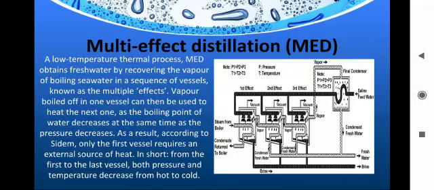The boiling point of water decreases as the pressure decreases. As a result, according to the CDEM, only the first vessel requires an external source of heat. In short, from the first to the last vessel, both pressure and temperature decrease from hot to cold.